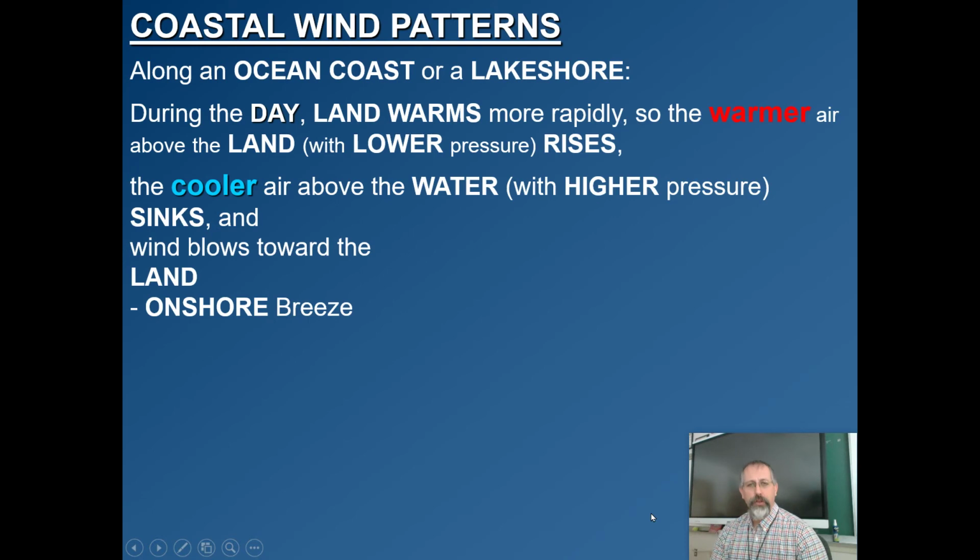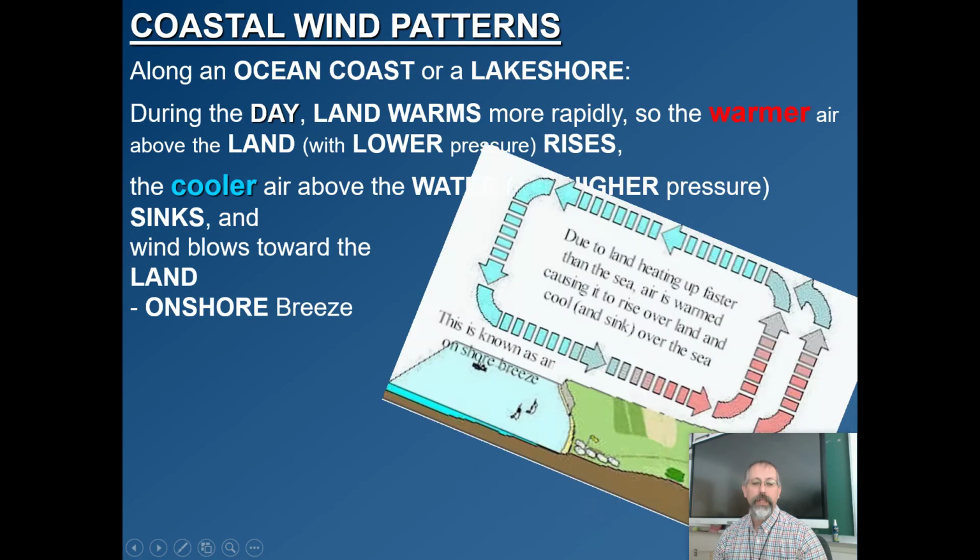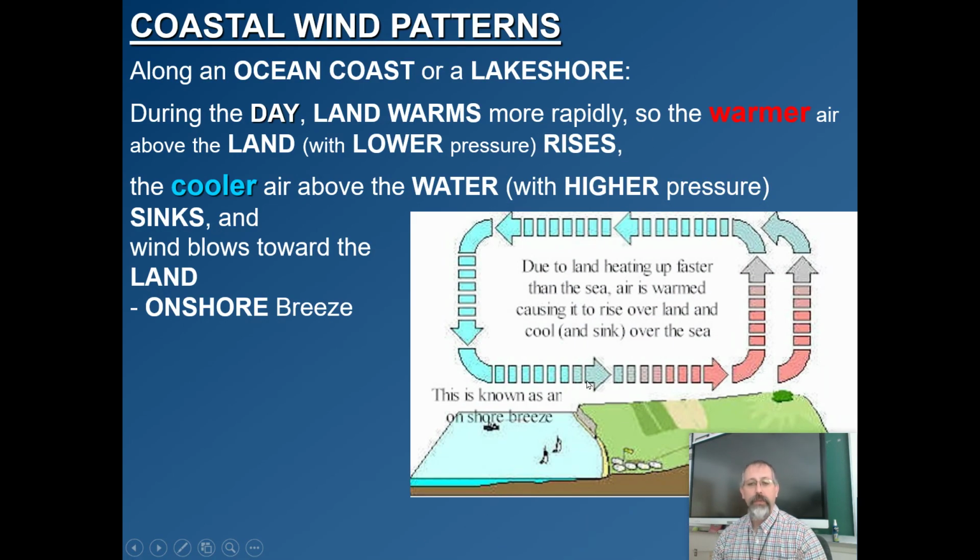So that creates a pressure difference. You have low pressure over the land where the air is rising and less dense and warmer. You have higher pressure over the water where it's sinking down. And so you end up with an onshore breeze during the day, typically. So it sets up like this. Warm air rises off the land and cooler air sinks over the water. So you have high pressure over the water, low pressure over the land. Winds always blow from high to low.